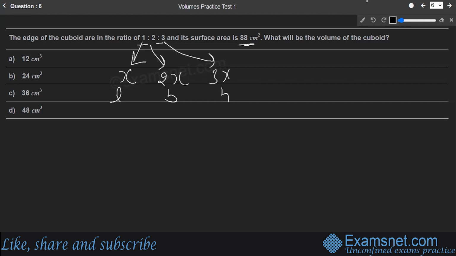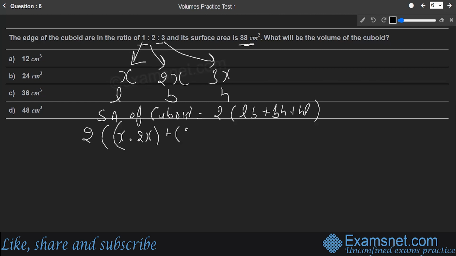Now he says the surface area is 88 centimeters square. So we'll generate a formula for surface area, put the values and make it equal to 88. So the surface area of a cuboid is given by twice of LB plus BH plus HL. So let us put the values. Twice of L value is x into 2x plus BH, so it's 2x into 3x plus HL, so it's 3x into x. And this is equal to, he has said, 88 centimeters square.